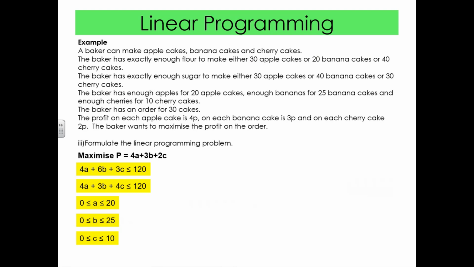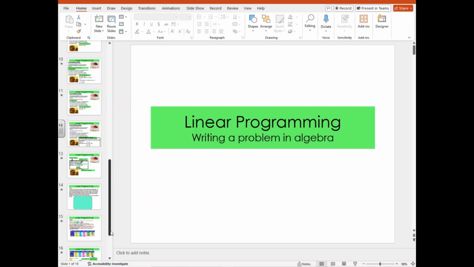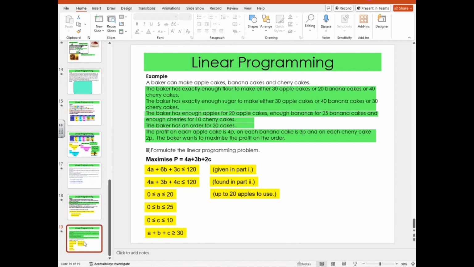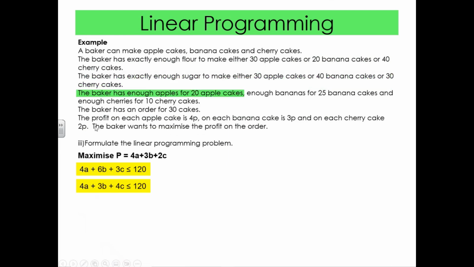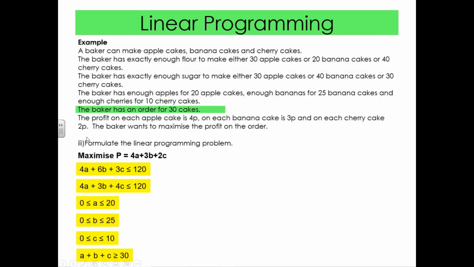Finally, we've got an order for 30 cakes. So the total number of cakes has to be, A plus B plus C has to be greater than or equal to 30, not less than or equal to 30, because it's a minimum of 30 cakes. They theoretically could bake more cakes and not sell them. But why would you? But technically, it's greater than or equal to 30.